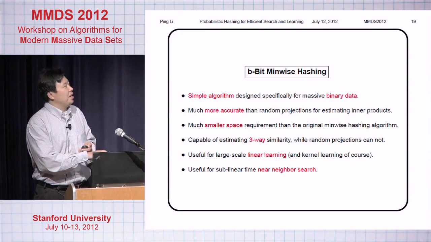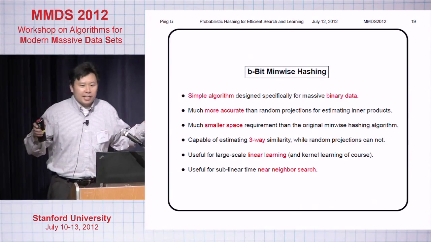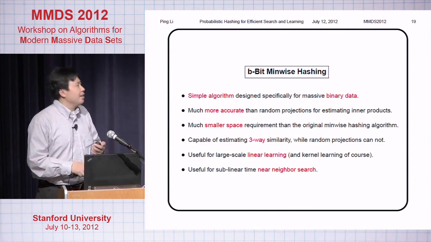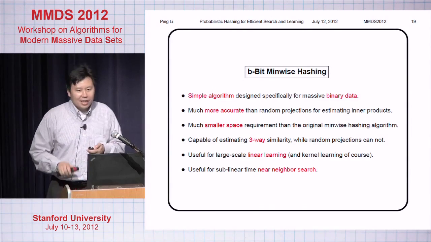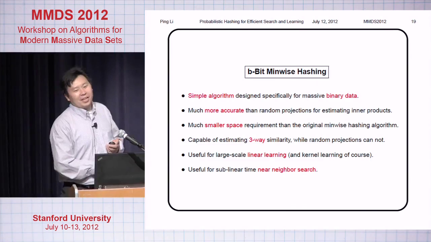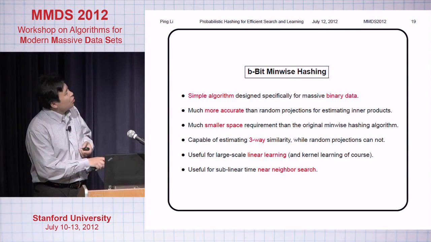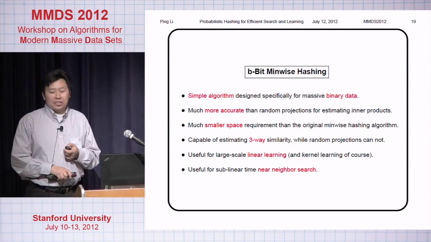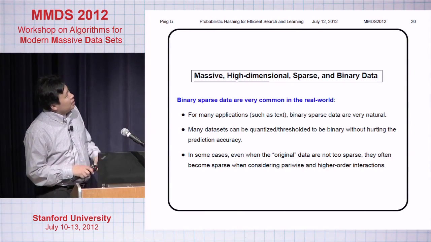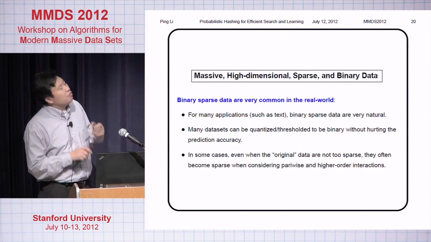I don't even want to talk about kernel learning because in larger scale data, you cannot really do kernels. If you compare the running time, the difference between kernel learning and linear learning is hours versus months or something like that. So you don't want to talk about kernel learning. It's also useful for sublinear time near neighbor search. You can build hash tables. But it's only for binary data.